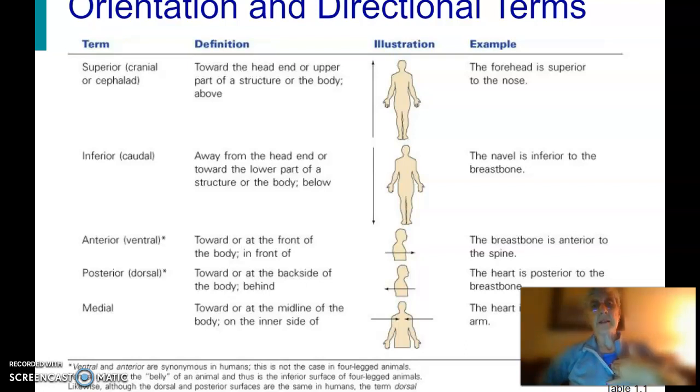The breastbone is at the anterior or the front portion of your body. The spine is at the back. So you say your breastbone is anterior to the spine. The spine is posterior to the breastbone.